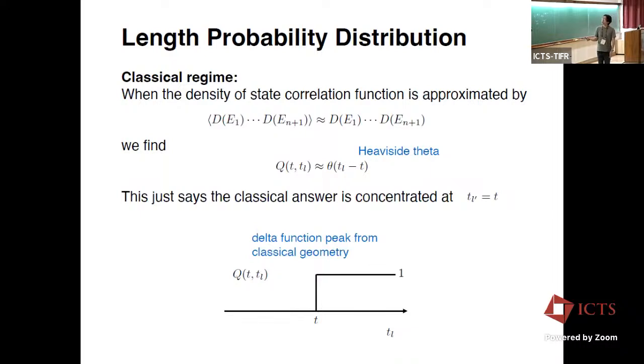First, let's consider the classical contribution. In the classical regime, the density of states n-point function is given by the product of one-point functions. In that case, we find that this Q(T_L) is given by the Heaviside step function. So it is very consistent with the classical interpretation that up to T_L there's no state. This is consistent with the classical expectation that the wave function is concentrated at the classical value. If you take T_L bigger than that, it becomes 1.